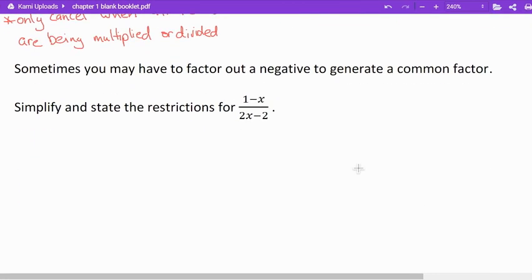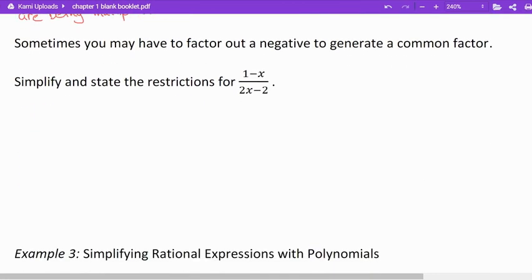Okay. Sometimes you may have to factor out a negative. Folks, this is going to be on the test. Okay? Watch it. So sometimes you have to factor out a negative to generate a common factor. So if I look here, I'm just going to pretend that I have no idea what to do yet. Okay? So I've got 1 minus x. Actually, I won't do the numerator yet. Let's factor out the denominator. It's a factor of 2. And when I factor it out, x minus 1.